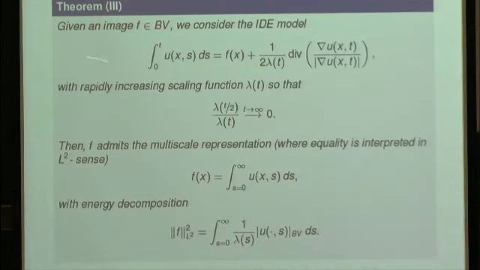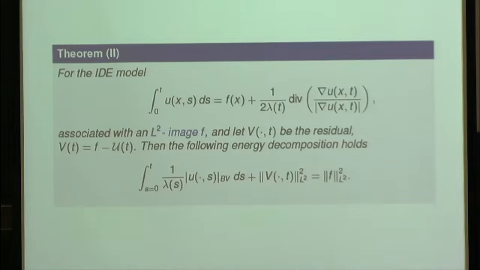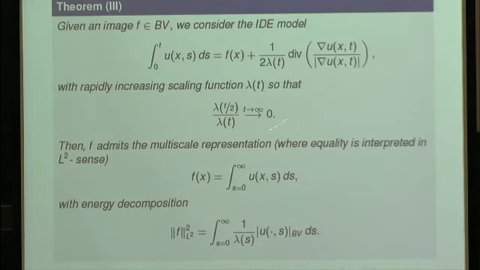Okay, and the next one is about the convergence. Here you have this energy decomposition. What happens if t goes to infinity? If we prove that the L2 norm of V goes to 0, we get the convergence of this integral, and this is the theorem, and this is the condition that we have to apply on this increasing function. It has to be a sufficiently rapidly increasing function. Basically any exponentially increasing function qualifies. Okay, so an open problem here is that this is proven for BV functions. What happens if f is in L2 is not known.